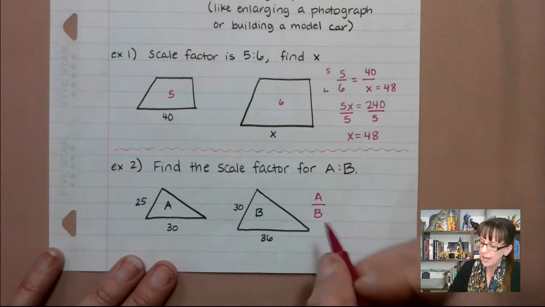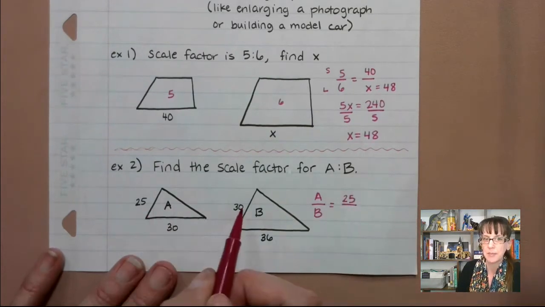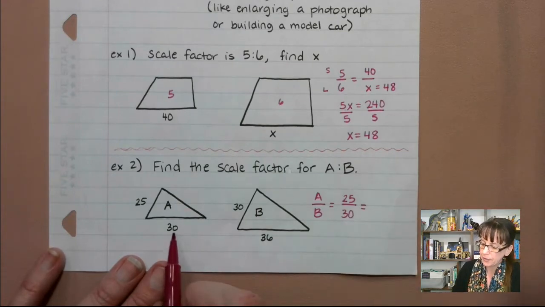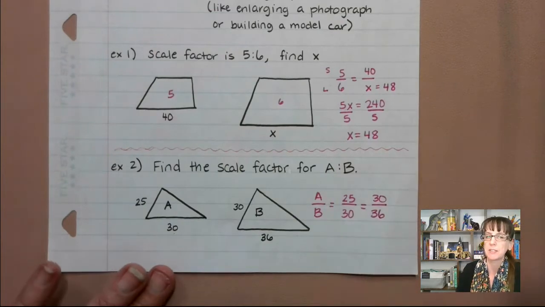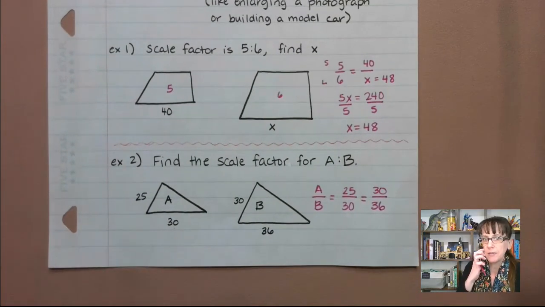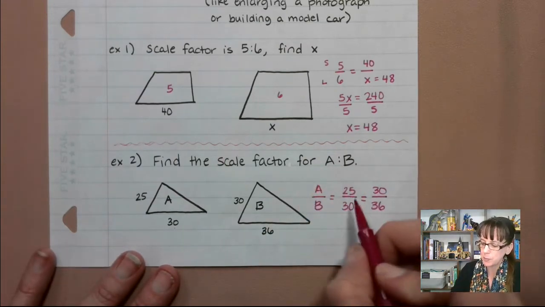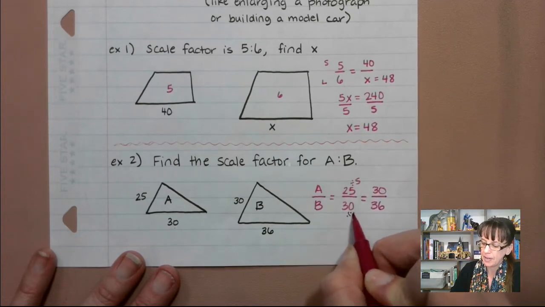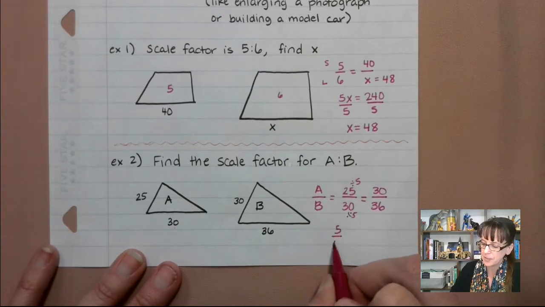So A to B means that we're going to have 25 and then the corresponding side would be this one, 30, equals 30 to 36. So there's a couple ways to determine if these are proportionate. The first thing that we can do is say, okay, if we look at 25 over 30, we can divide those both by 5. And if we divide by 5, upstairs we get 5, and downstairs we get 6.